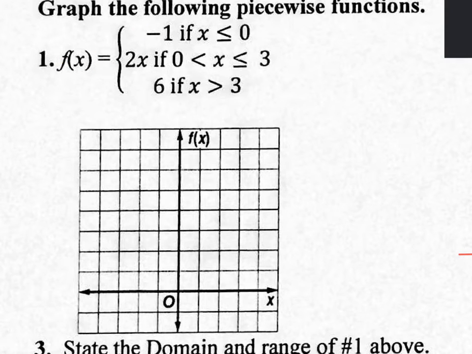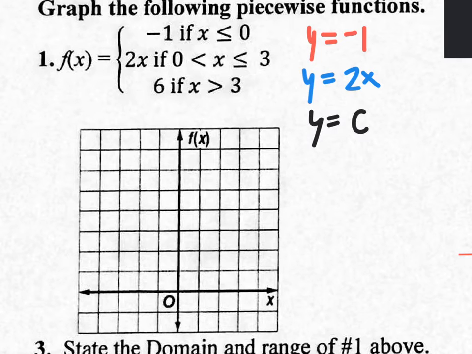Let me actually write that down. Y equals -1. This is really saying y equals 2x. Let me write that down. Y equals 2x. And last but not least, this is really saying y equals 6. So let me write that down.